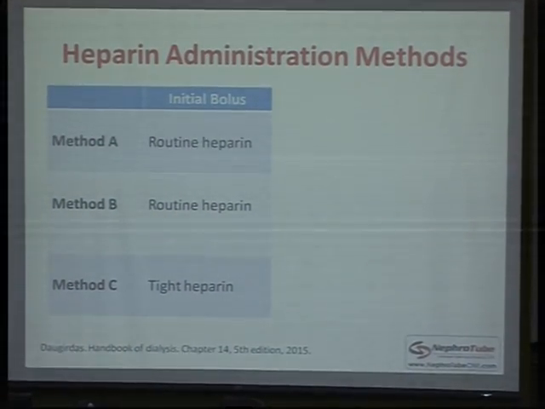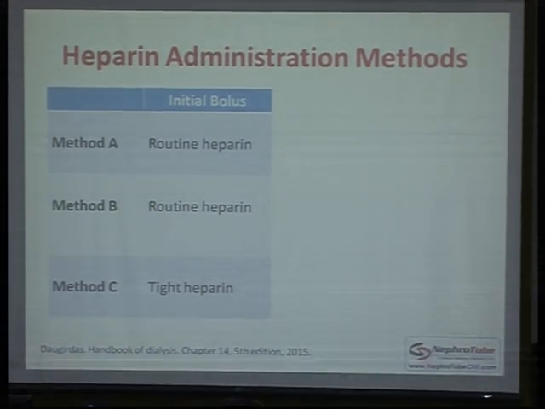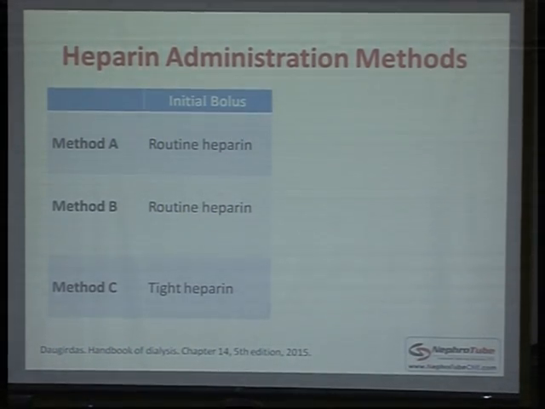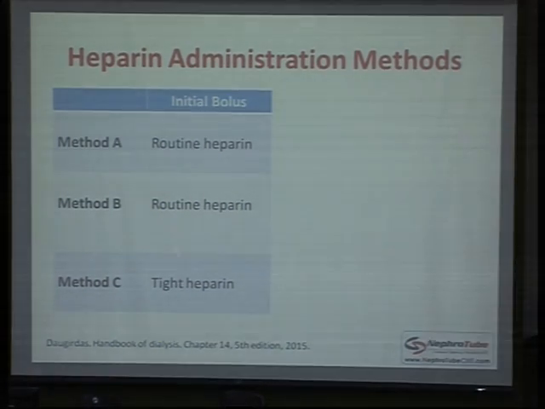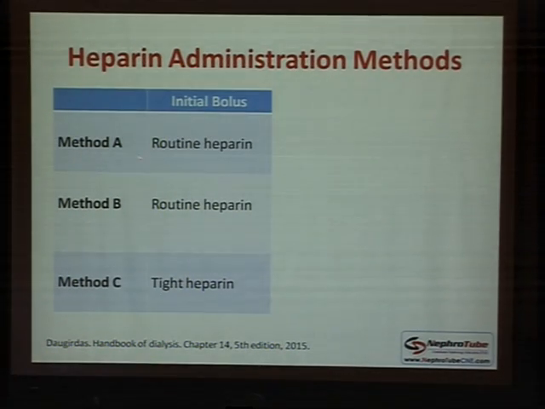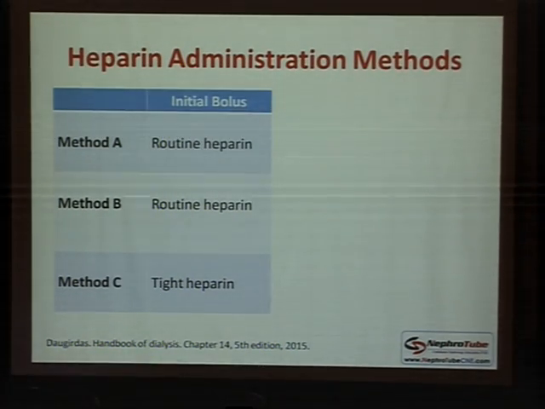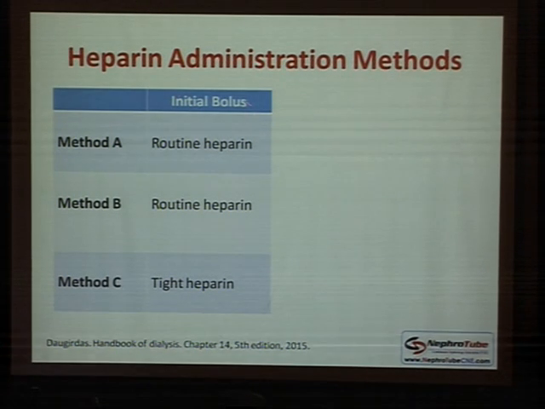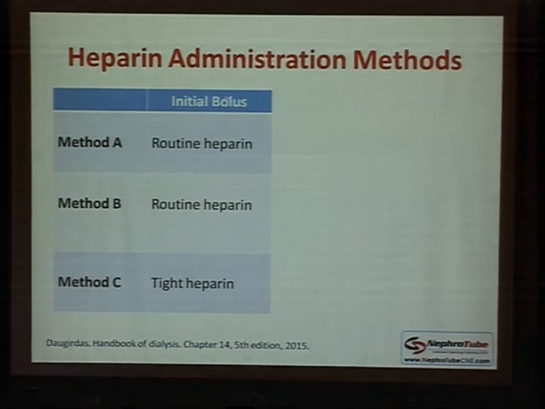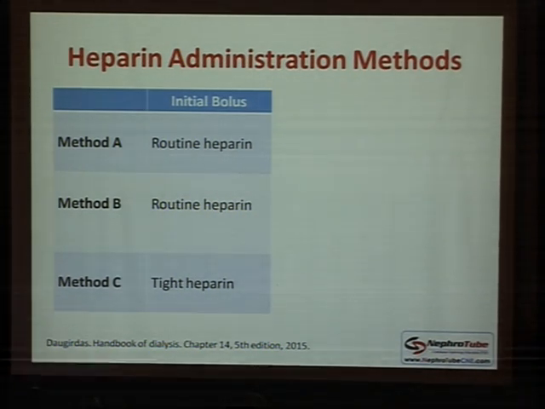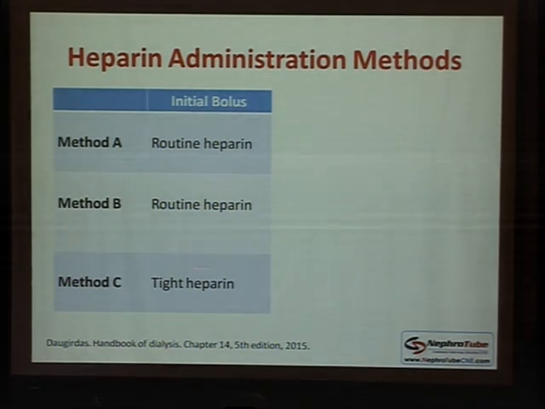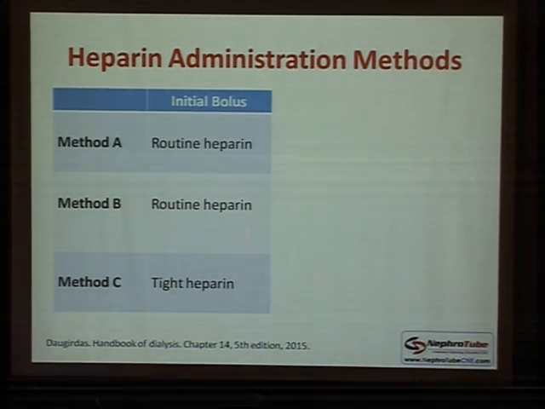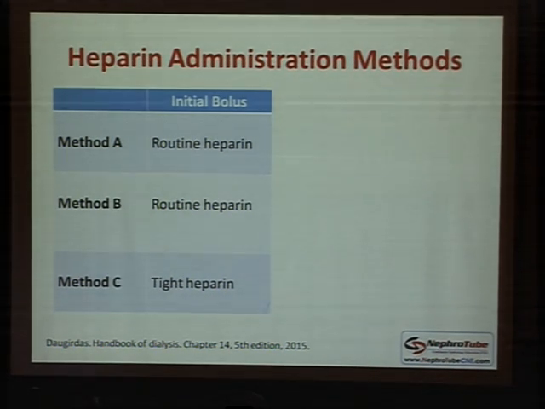Actually, there is no ideal or highly recommended method for the use of heparin. All methods reflect different center experiences. Generally, they are divided into three major methods: method A, B, and C. All of them start with an initial bolus of heparin at the start of the dialysis session. Method A and method B use a routine initial bolus, which is a large initial bolus dose. Method C uses a small initial bolus dose called tight heparin.